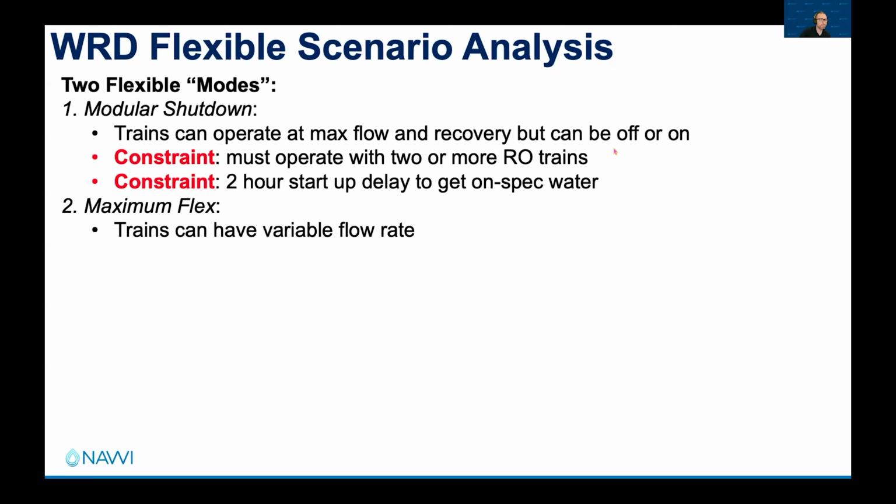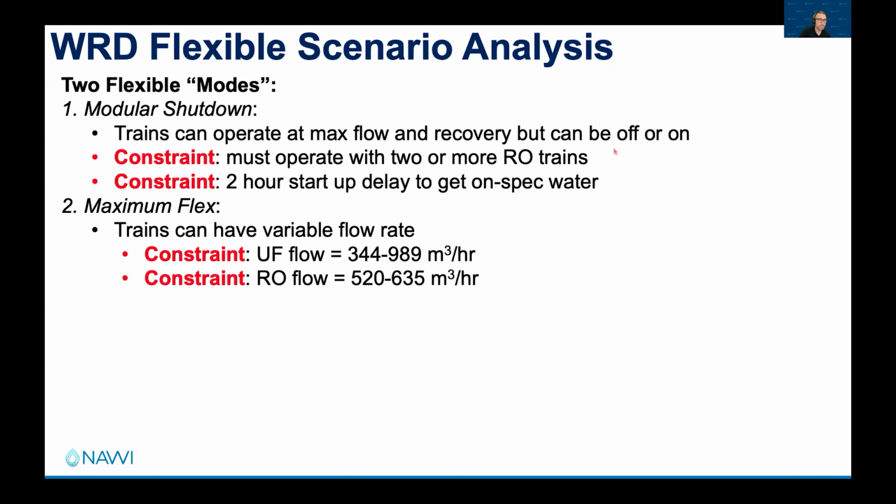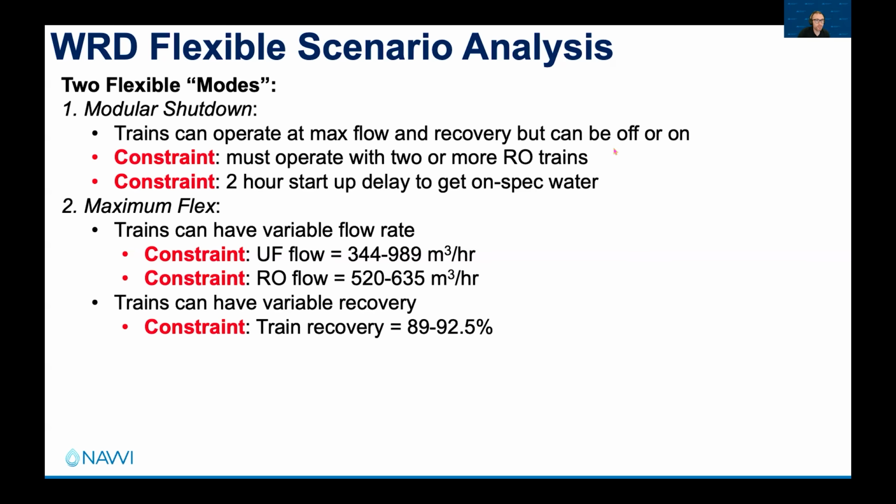And this would be allowing the trains to have a variable flow rate. And this is coming from the WRD operators. They say this is the typical range that they like to operate each of these pumps in. So we put that as a constraint in the model. We also allow them to have variable recovery. The overall train recovery is going to be between 89 and 93%. It's not a huge range, but it is a little bit of a knob that we can twist when we're trying to optimize the operations around power consumption.